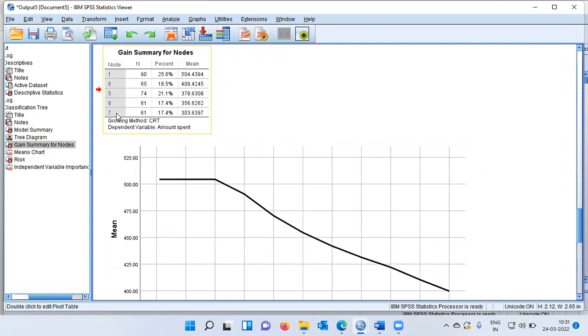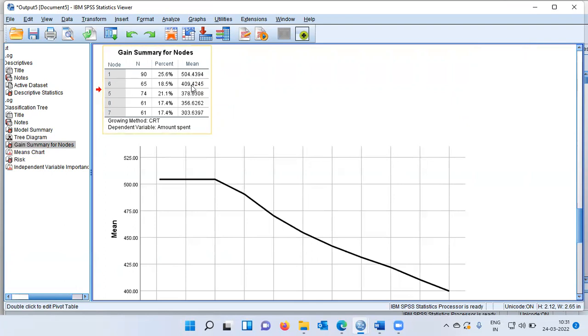4, 6, 5, 8, and 7. This is each node. What is the sample size in each node that is given? And within this, the percent of people present in each node is also highlighted, and the average spend is given to you. If you consider the baseline spend as $400, you can see here node 4 is profitable because the average spend is greater than 400.